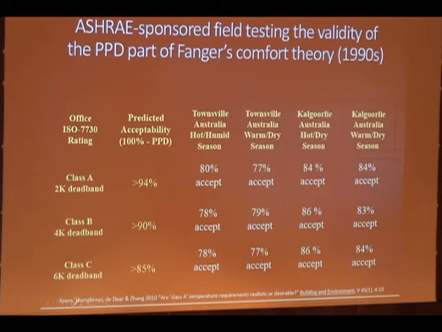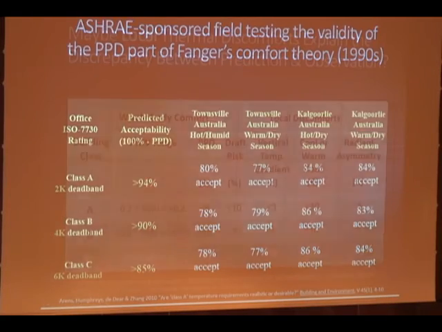And that pattern is repeated in pretty well all of these surveys. 77, 77, 84, 86, 84, 84. Generally speaking, around about 80% acceptability. Doesn't seem to budge, regardless of how tightly we're controlling the environmental conditions.